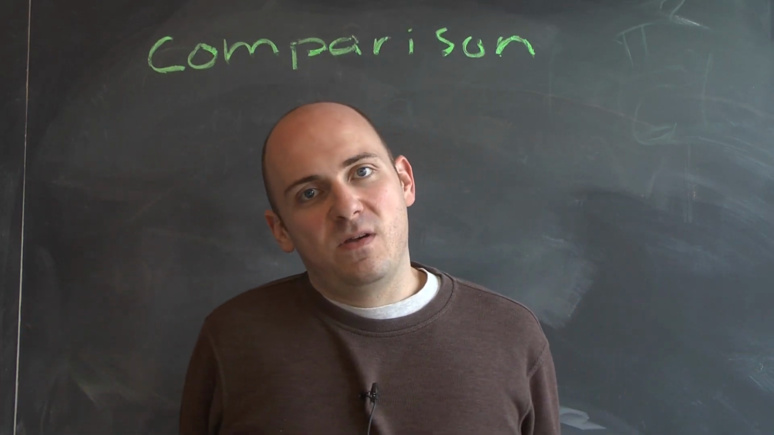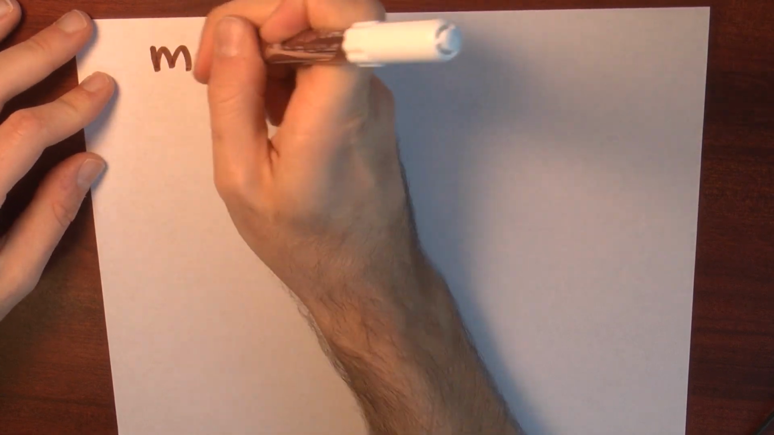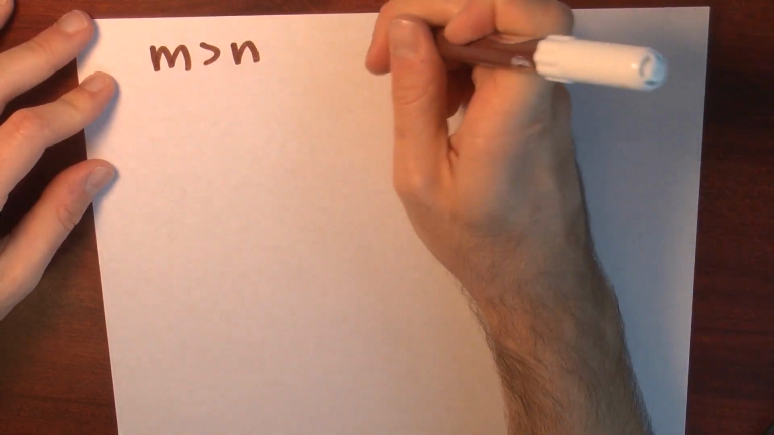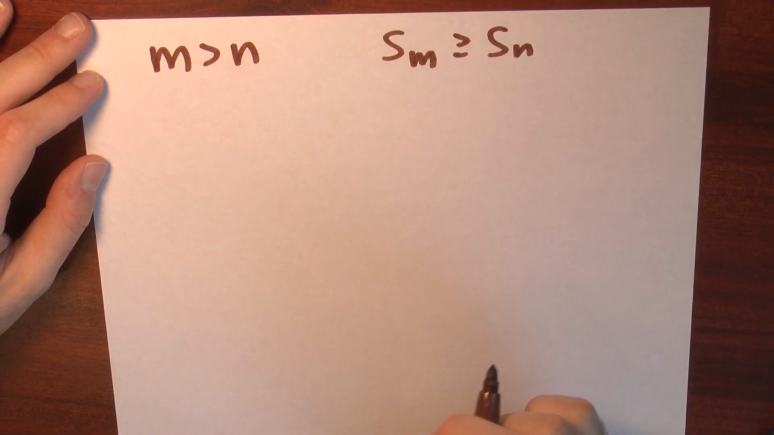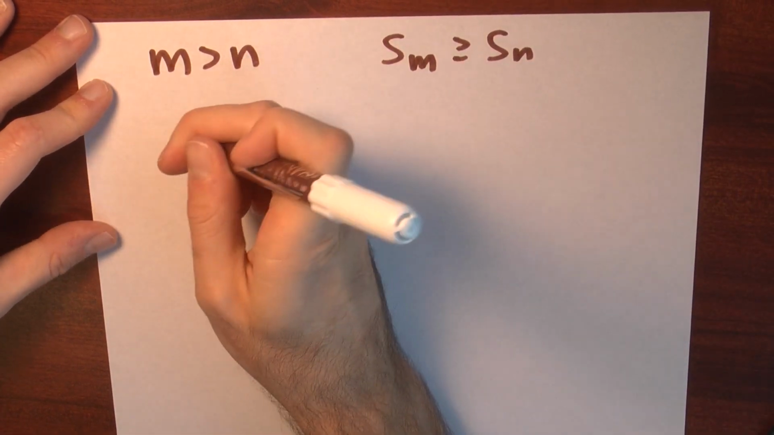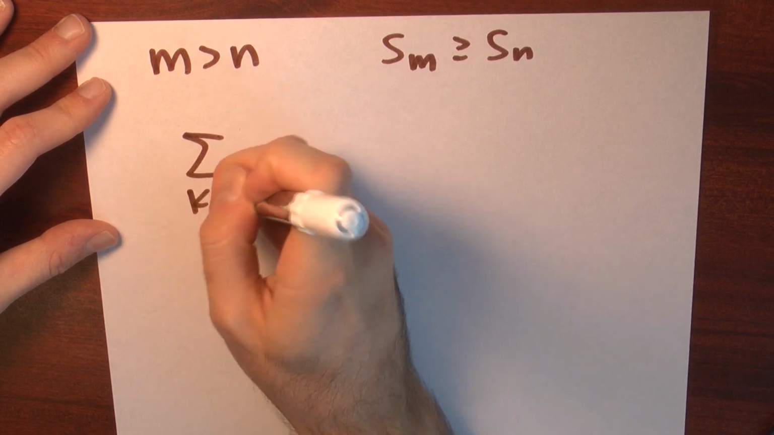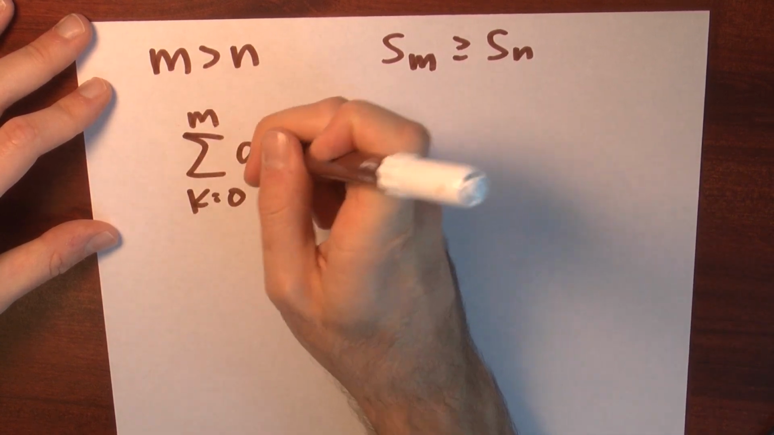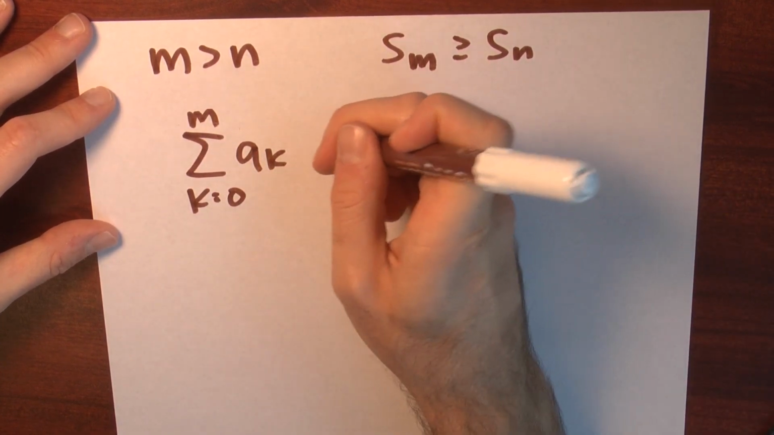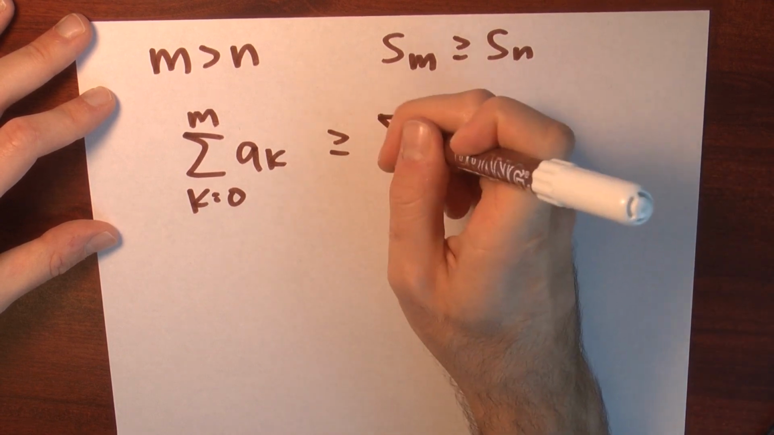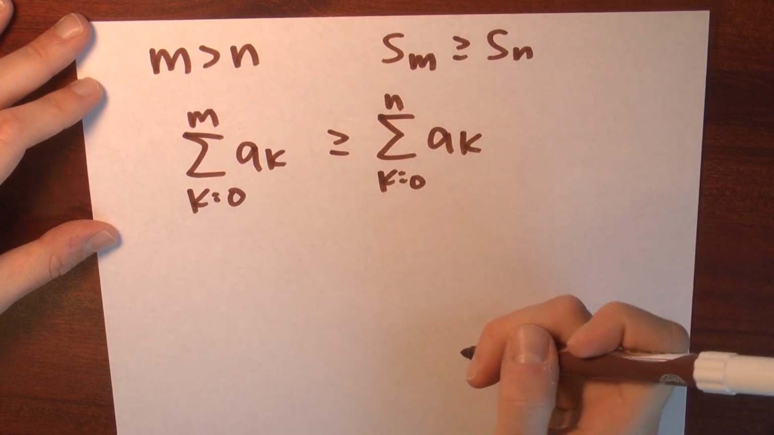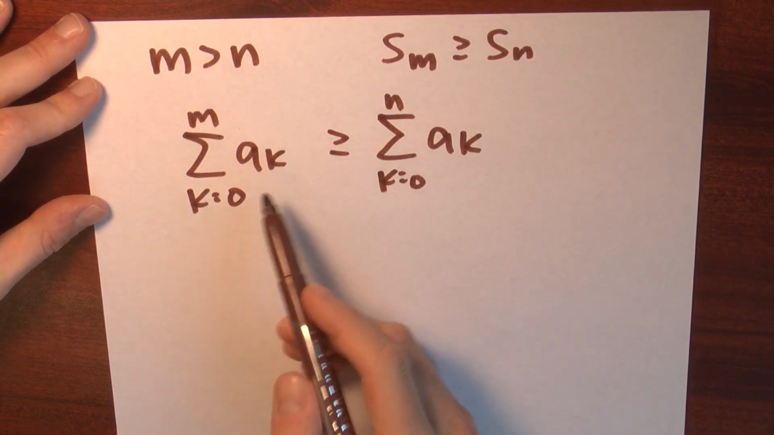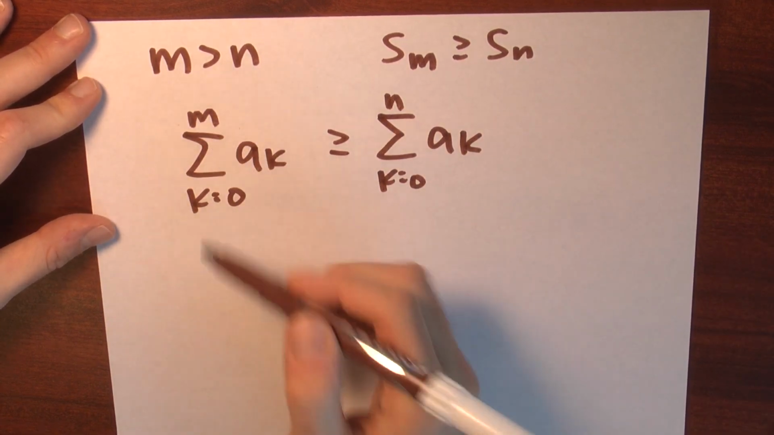And it's monotone. So let's check that. I want to show that if m is bigger than n, then S sub m is at least as big as S sub n. Well, what's S sub m? S sub m is the sum k goes from 0 to m of a sub k. And I want to show that that's bigger than or equal to the sum k goes from 0 to n of a sub k. But m is bigger than n, so I can rewrite this sum. I can split this sum up.